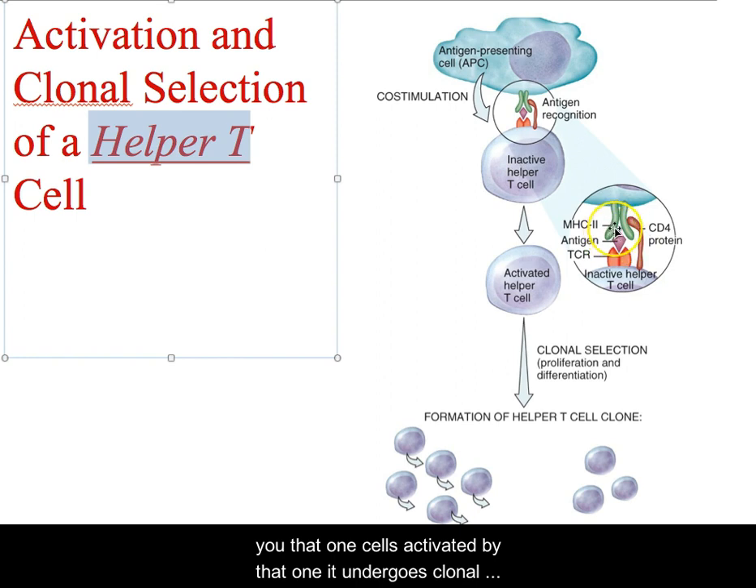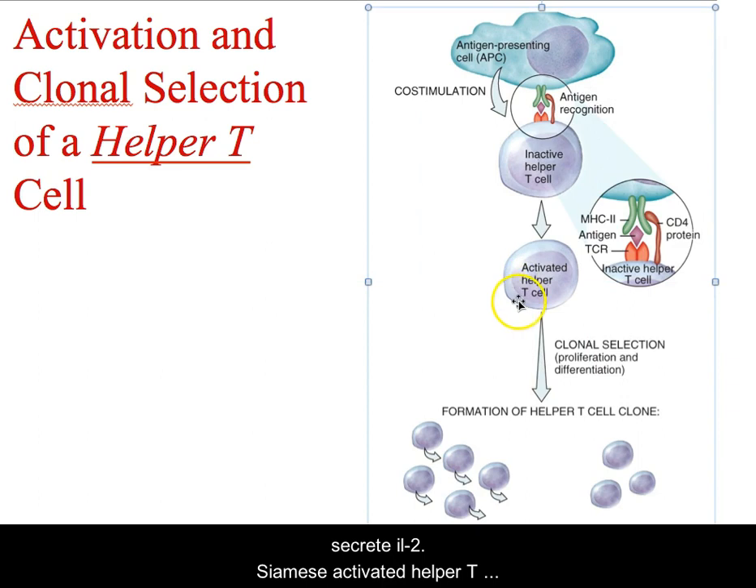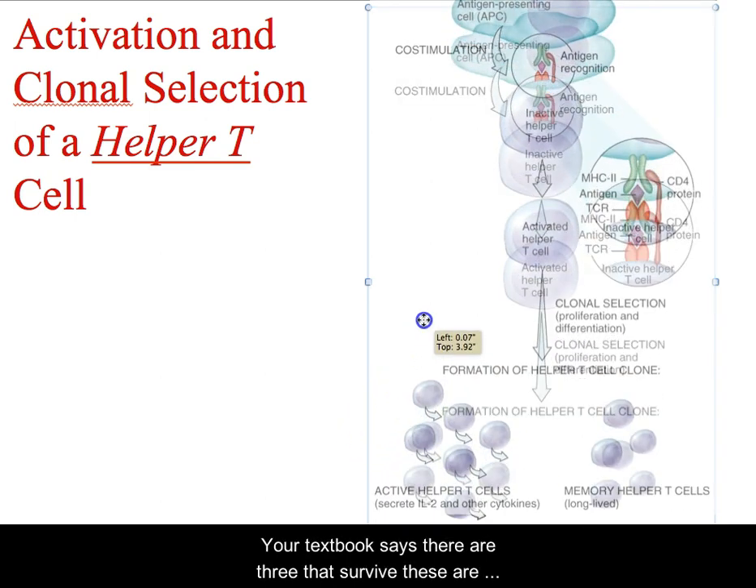And because the requirements for activation have been met, MHC2 is carrying that antigen that's activated that T cell receptor on an inactive helper T cell with that CD4 protein. It is now activated. Okay, this is, I think, what your textbook's trying to tell you. If that one cell is activated by that one antigen, it undergoes clonal selection and proliferation, and these helper T cells here are going to do something, and you're going to see what they're going to do.